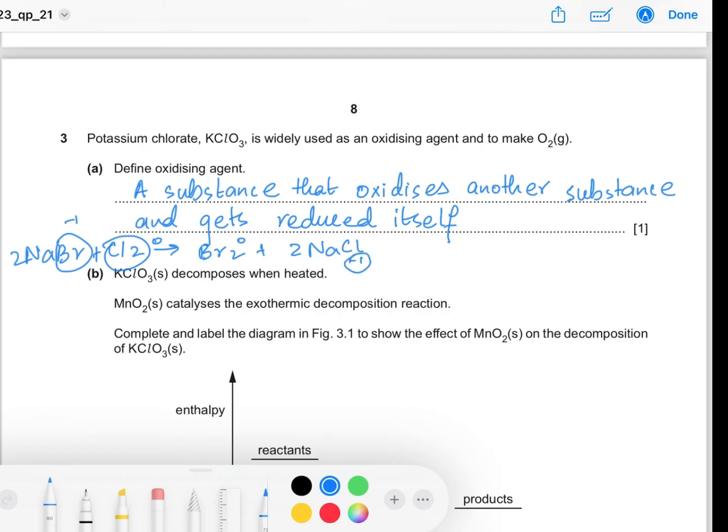Another example is the redox reaction between iron and copper sulfate, which has a blue solution. According to this reaction, copper ions act as the oxidizing agent. Iron will displace copper in the salt solution. Copper ions will oxidize iron and get reduced themselves by gaining electrons.